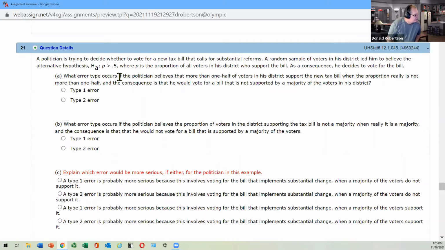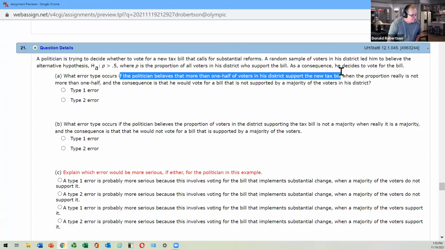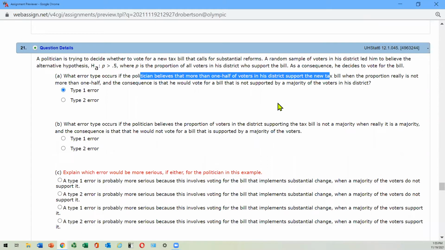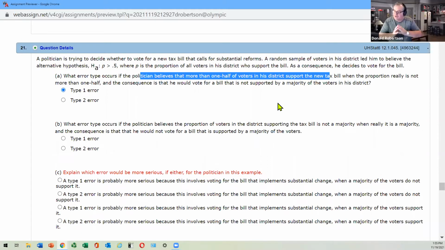What error type occurs if a politician believes that more than half the voters support that tax bill when it's really not that number? Is that a type 1 or a type 2? So what are we looking at here? Aren't we looking at him accepting the alternate hypothesis when it wasn't true? And when you accept the alternate, it's a type 1. If you accept the alternate and it's not true, it's type 1. If you accept the null when it's not true, it's type 2.